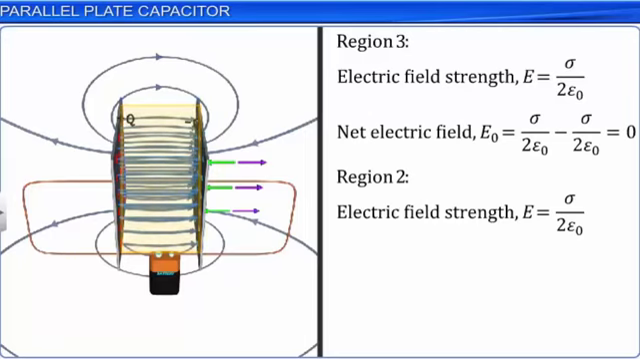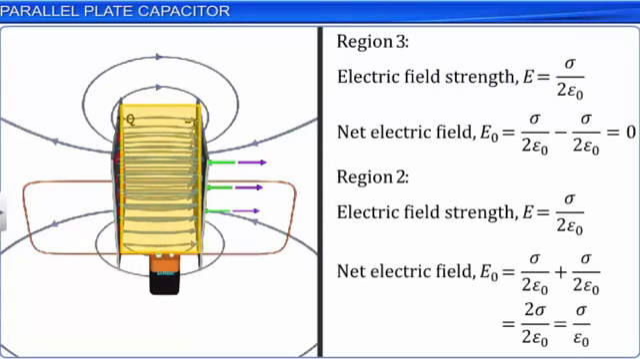Hence, in the region 2, the net electric field strength E naught is equal to sigma by 2 epsilon naught plus sigma by 2 epsilon naught. On simplification, we get E naught is equal to sigma by epsilon naught. Let this be equation 3.